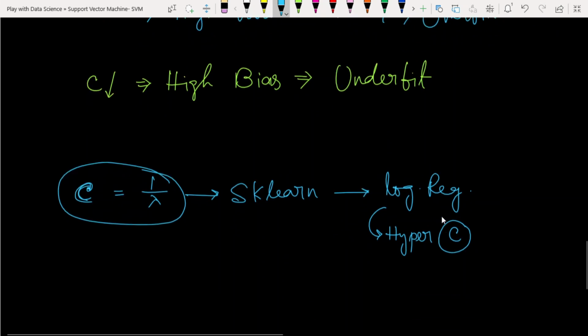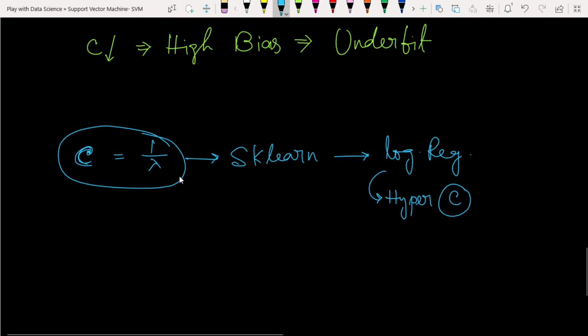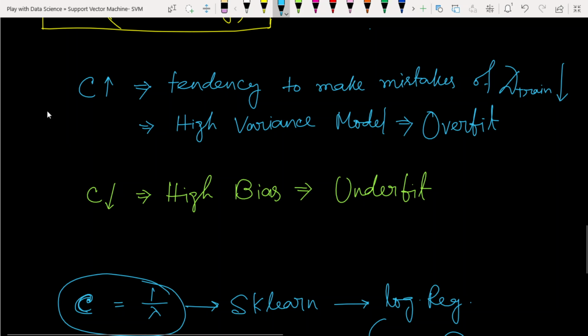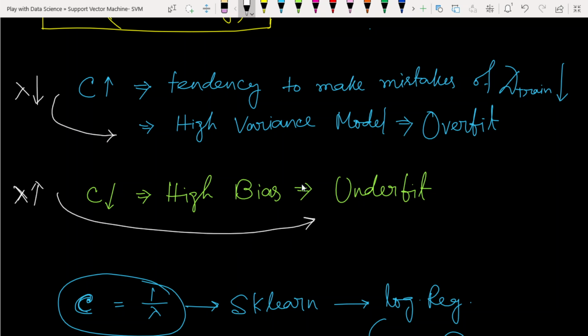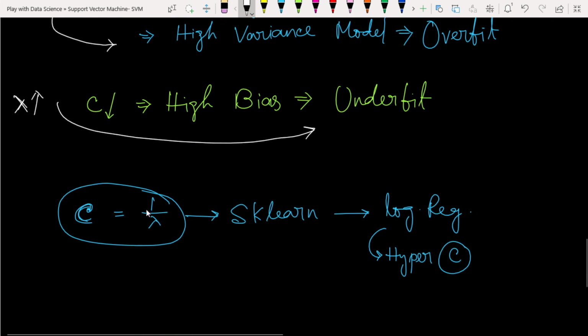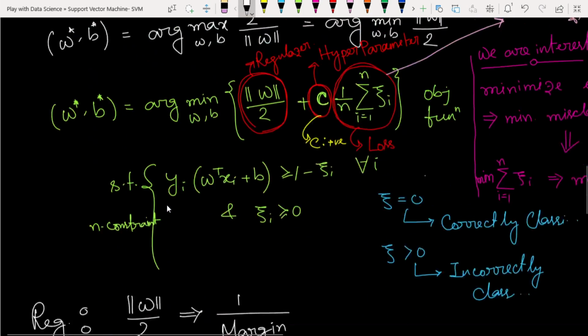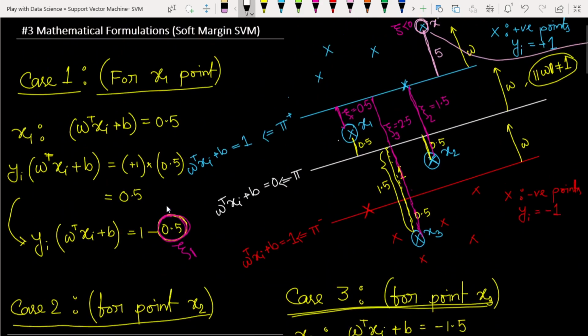I think that's clear. And one thing, just before closing this lecture, I want to remind you: in logistic regression, if we decrease the value of lambda, then our model is going to overfit. If we increase the value of lambda, then our model is going to underfit. Because C is inverse to lambda. I think all the concepts of SVM are clear now.